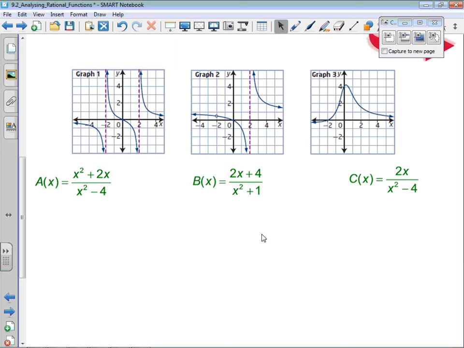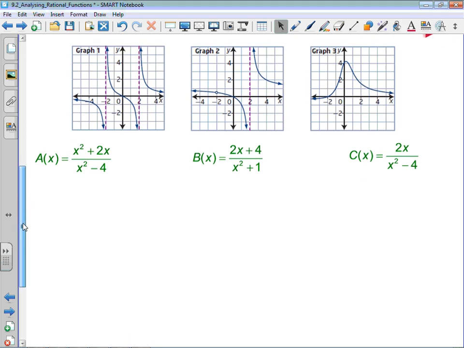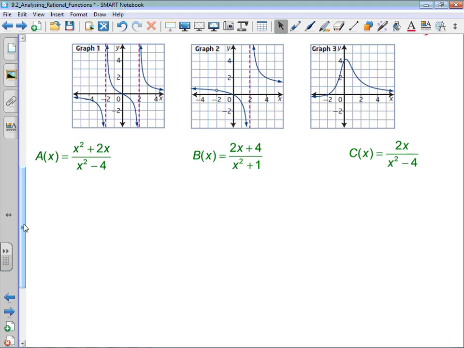9.2 example 3 is a really good question where it wants us to match each graph to the corresponding equation. And they give us equations A, B, C, and then graphs 1, 2, 3. They also want us to justify this, to give some kind of reason. Don't just put it into your calculator. You're not going to learn anything doing that.